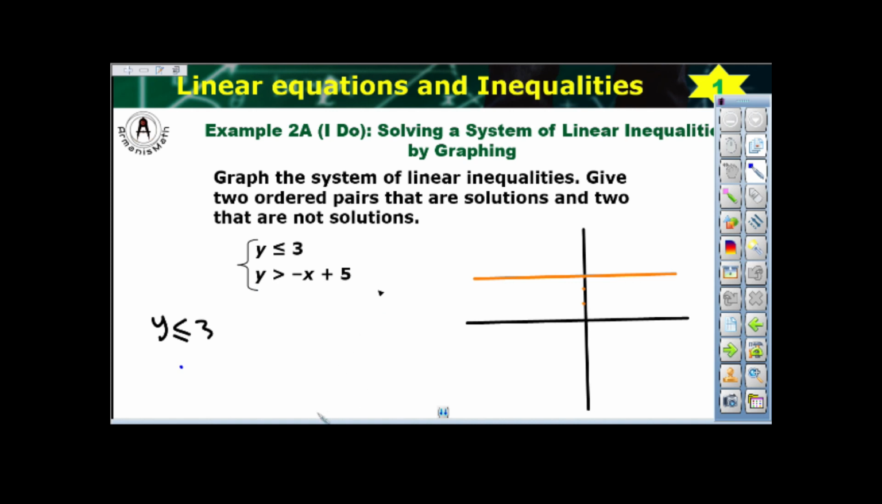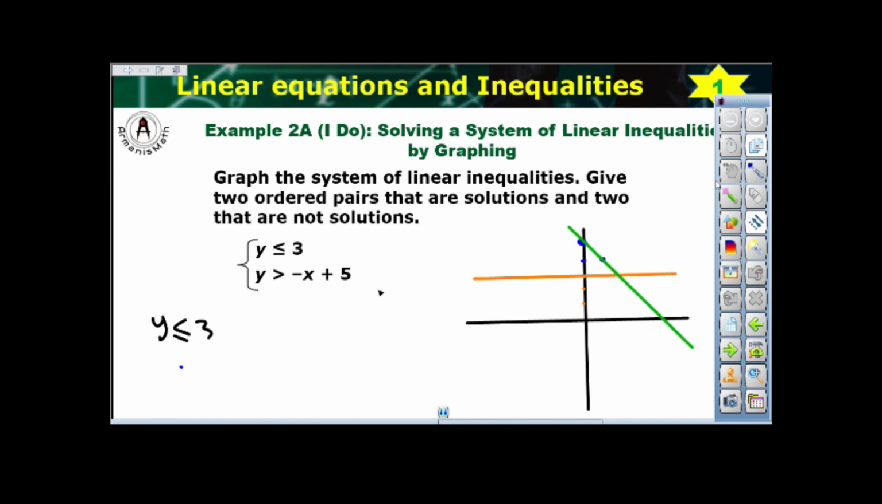The second one here I'm going to graph. Where do I start for the second one? Up on 5. So 3, 4, and 5. I'm going to start here, and I'm going to go down 1, to the right 1, down 1, to the right 1. I'm going to come up with this good looking line. Here we go.